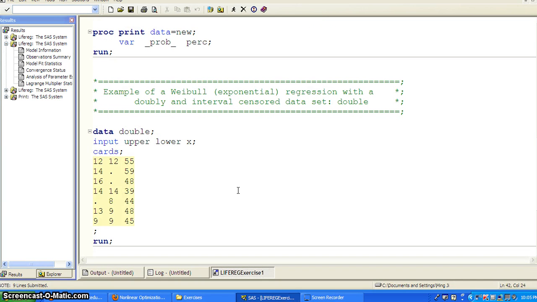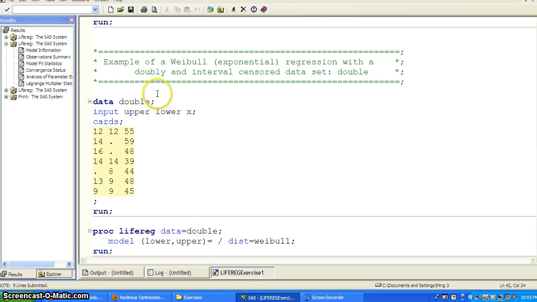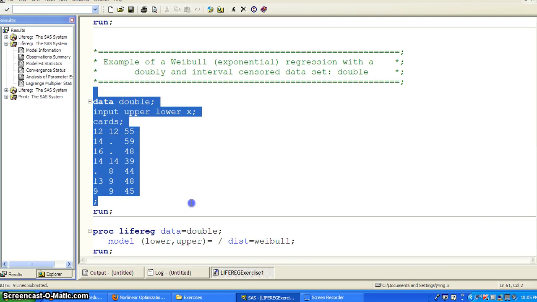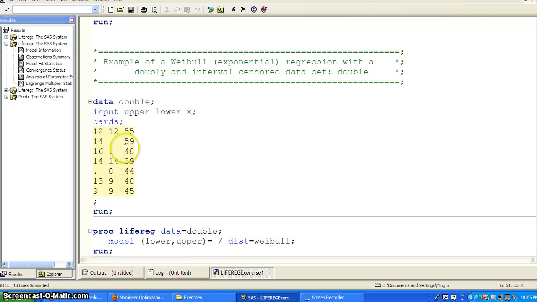And we talked about LIFEREG having a strength for handling interval censored data. So here's an example. We're reading interval or double censored data. So we have a small data set of upper, lower, and the X here. Okay, so we run it, we create the data set.